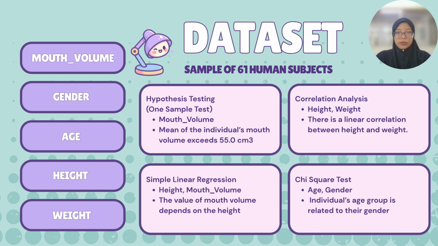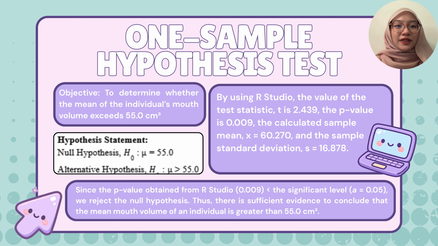So, we perform 4 test analyses. The first one is a one sample hypothesis test to determine whether the mean of the mark value is 55. The second one is a correlation test to determine whether there is a linear correlation between height and weight. The third one is a simple linear regression to determine whether mark value depends on height. Finally, we conduct a chi-square test to determine whether gender and age group are related. So now I will explain the first test, which is one sample hypothesis testing.